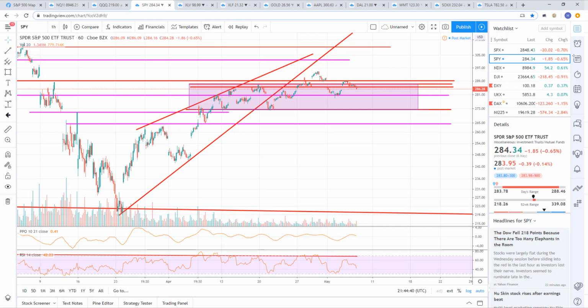I'll probably try to put out an airline specific video and maybe a cruise line video, just to talk about some of these really damaged stocks, and we'll continue from there.